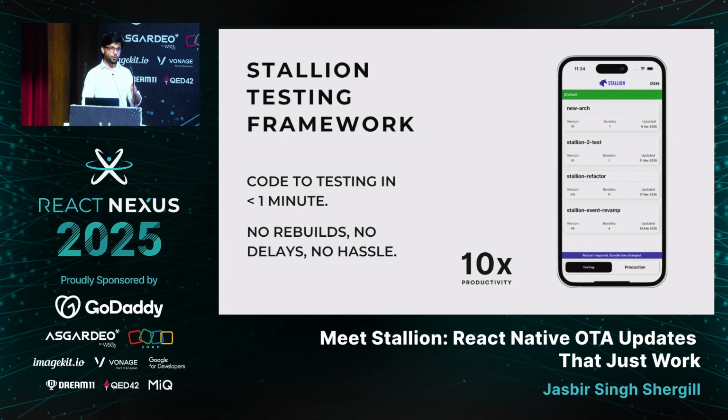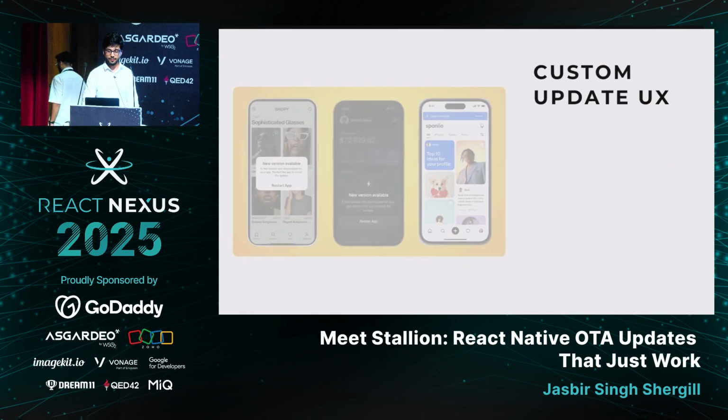Let's talk about testing. What you get to do is go from code to testing in less than 1 minute, period. All you need to do is integrate the Stallion modal within your app and run a command that will publish your update. You can go inside the modal, select any release that you want to test, download it, restart the app, and the release is applied automatically without ever having to change your app build. So what this essentially means is no rebuilds, no delays, no hassle. This, to me personally, was music to my ears.